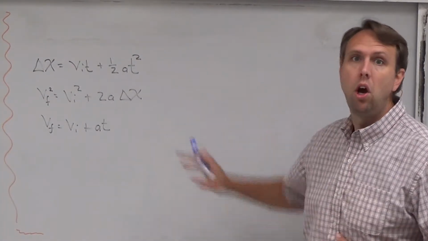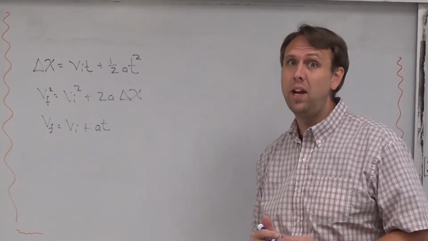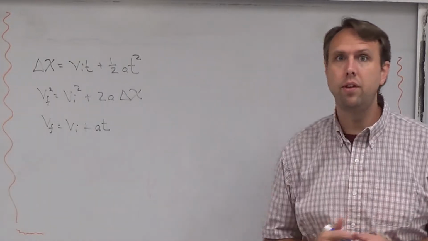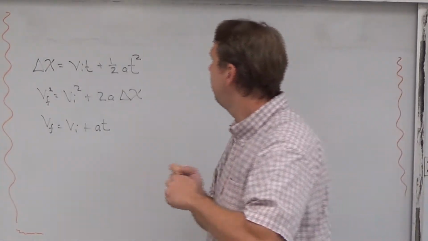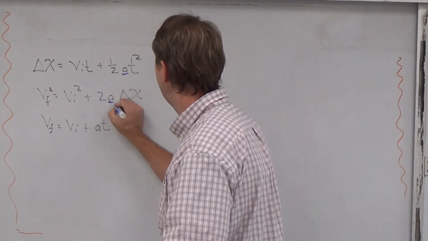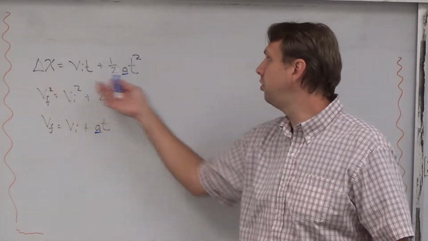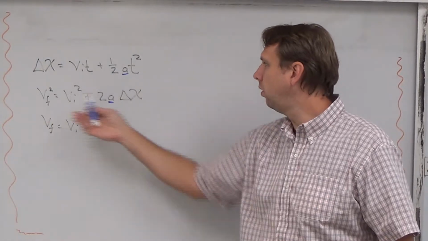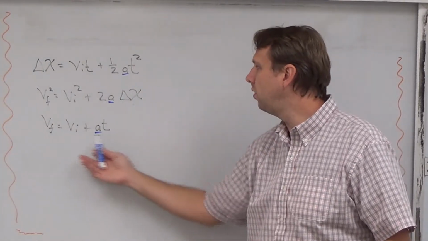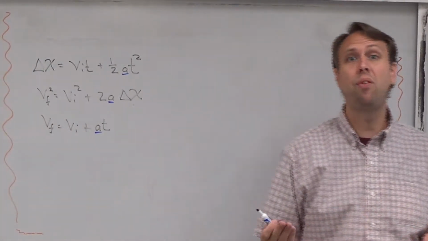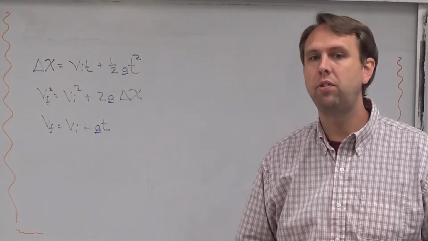All three of these are for uniform acceleration, meaning the object's accelerating at the same rate the entire time, because they all have an A in them. We know that they're all talking about acceleration. The top one relates position and time, the next one velocity and position, and the bottom one velocity and time. So they relate different things, but they're all for uniform acceleration.